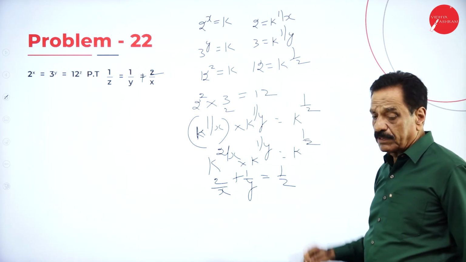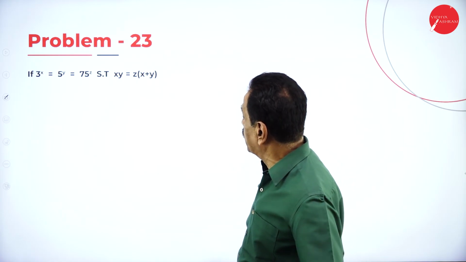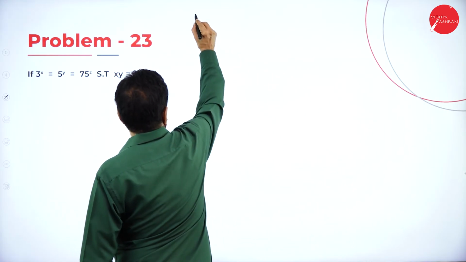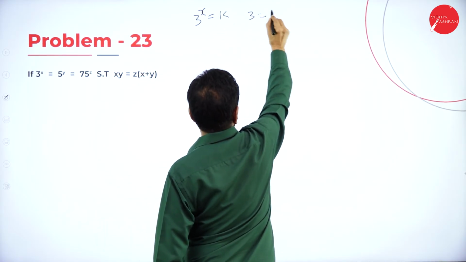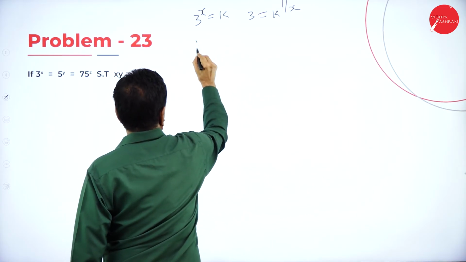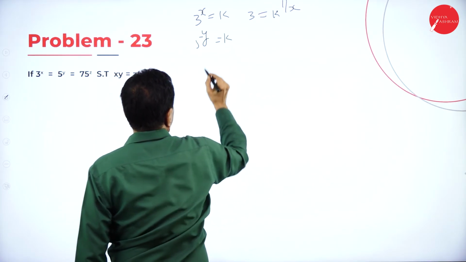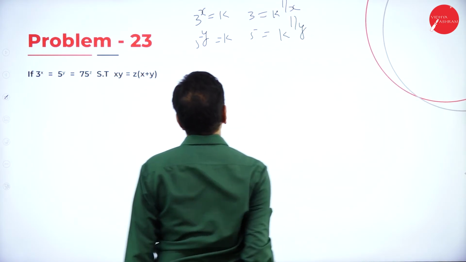Same thing. Then we move on to the next one. 3 to the power of x is equal to k, so 3 is equal to k to the power of 1 over x. 5 to the power of y is equal to k. What is 5? K to the power of 1 over y.